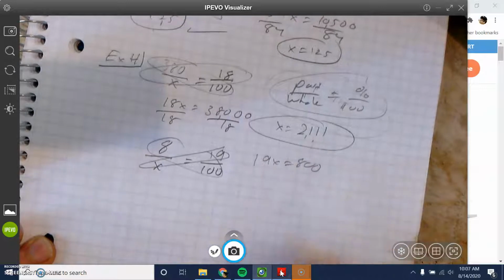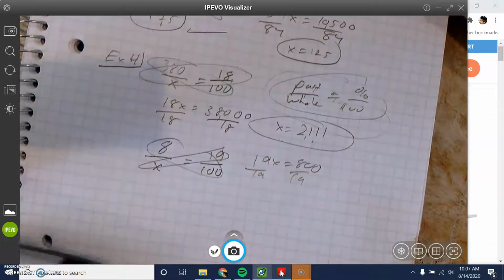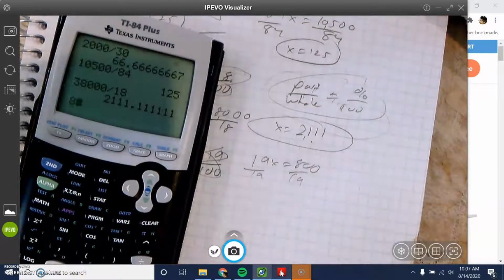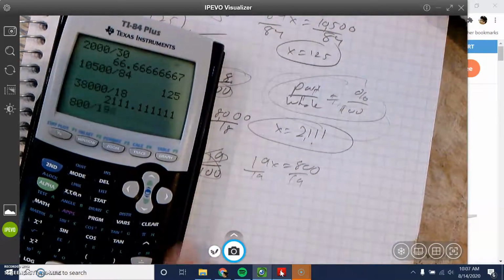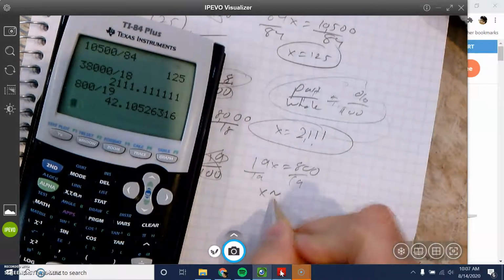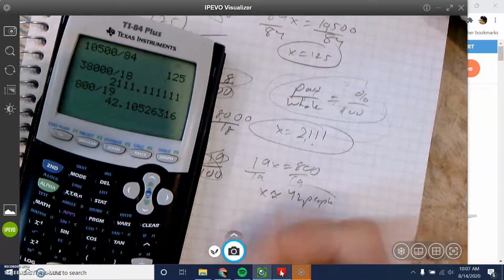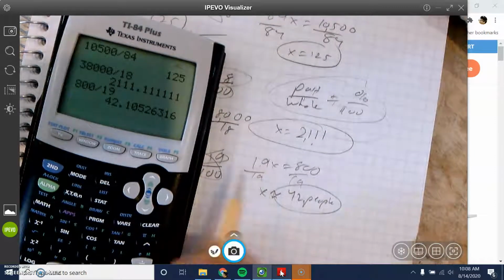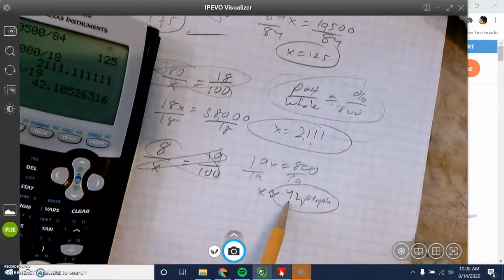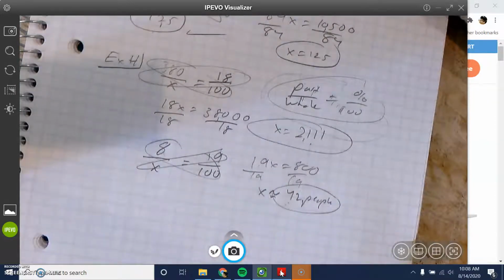19x equals 800, divided by 19. 800 divided by 19 is about 42. So there's about 42 people in the class total. So if 8 people got an A, and that's 19%, that means 42 people. That makes sense. All right, got it.